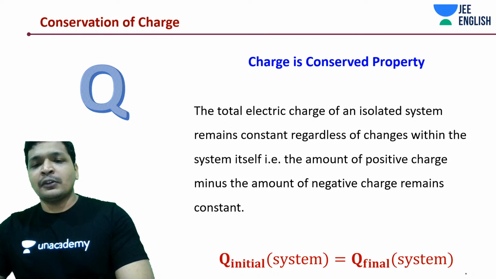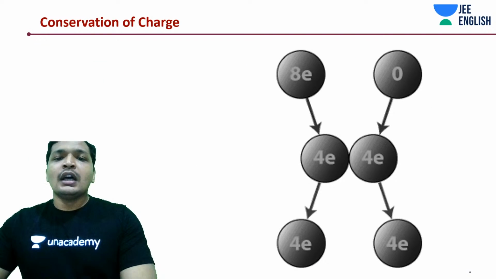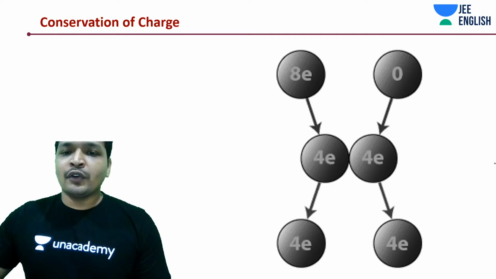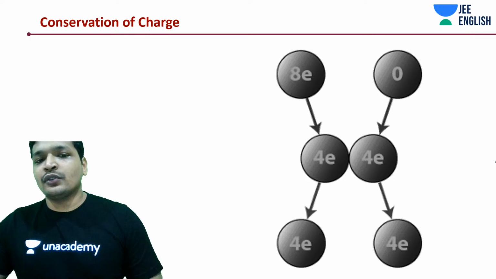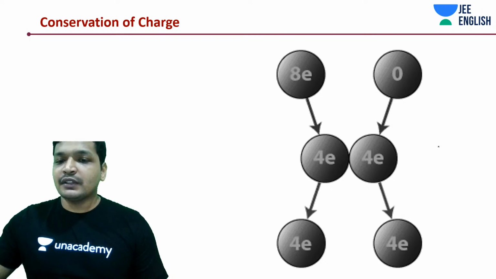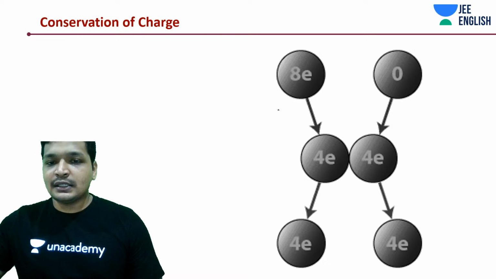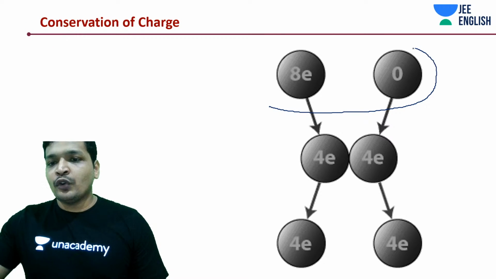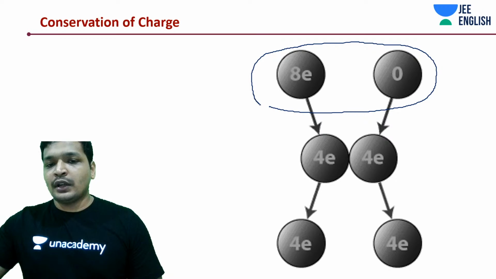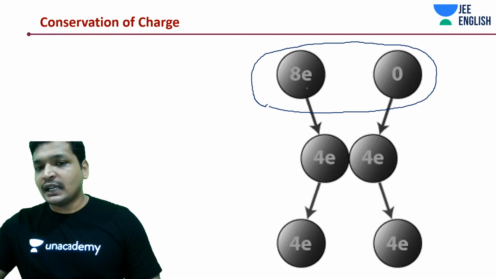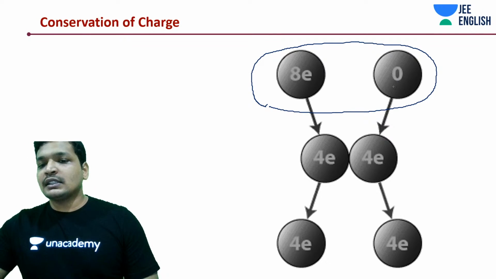So charge is a conserved property, and charge is always quantized. For an example, this is what I meant by regardless of what is happening within the system. If you are considering this entire thing to be a system, these two objects form a system. Initially, this had 8E charge and this had 0 charge. Now it has become 4E and 4E.